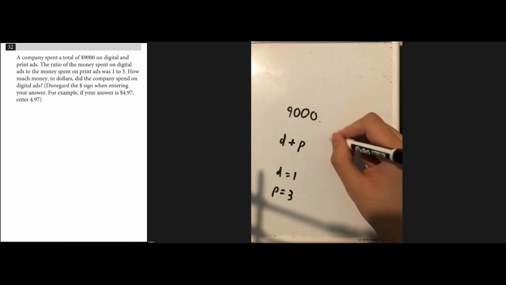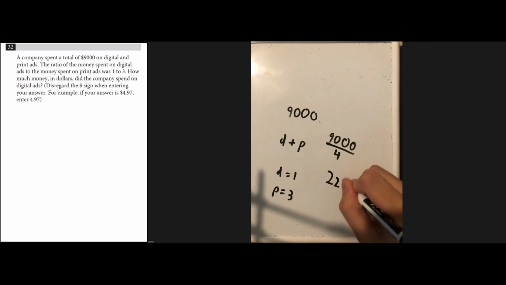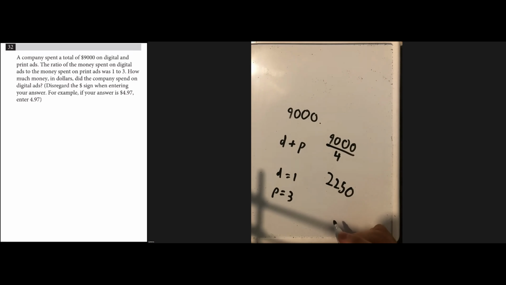And then we'd do 9,000 divided by 4, which gets us 2,250. And it says they spent 1 to 3 on digital and print ads. So the answer would just be 2,250. If they asked us how much did they spend on print ads, we would just multiply this by 3. Okay, question 33.